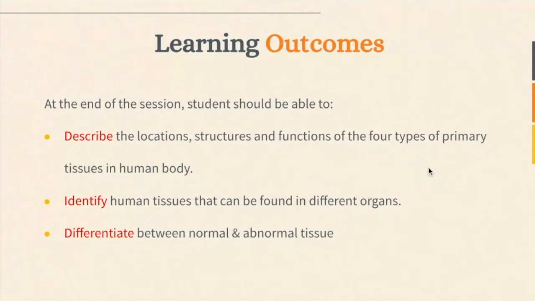Okay, so what is the primary tissue in the human body? That's what we are going to learn in this lecture today. And then you should be able to identify human tissues that can be found in different organs. And lastly, to differentiate between the normal and abnormal tissue in terms of its general characteristics, location, and function.